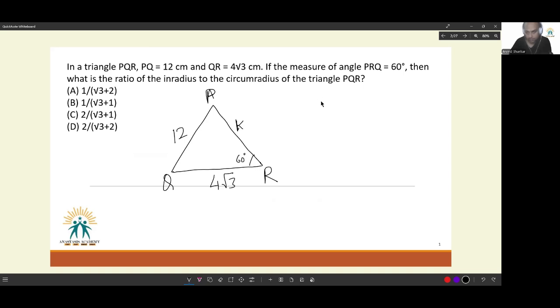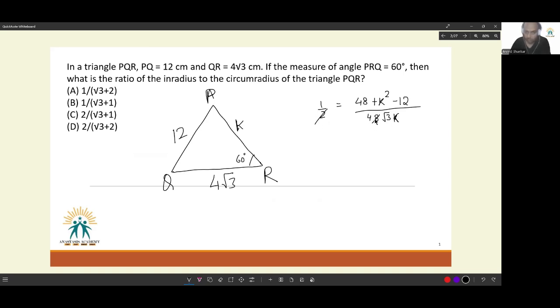Cos 60, which is half, should be equal to (4 root 3) square plus k square. 4 root 3 square will be 48, plus k square minus 12 square, upon 4 root 3 into k into 2. So 8 root 3. Okay. This is where we should reach.